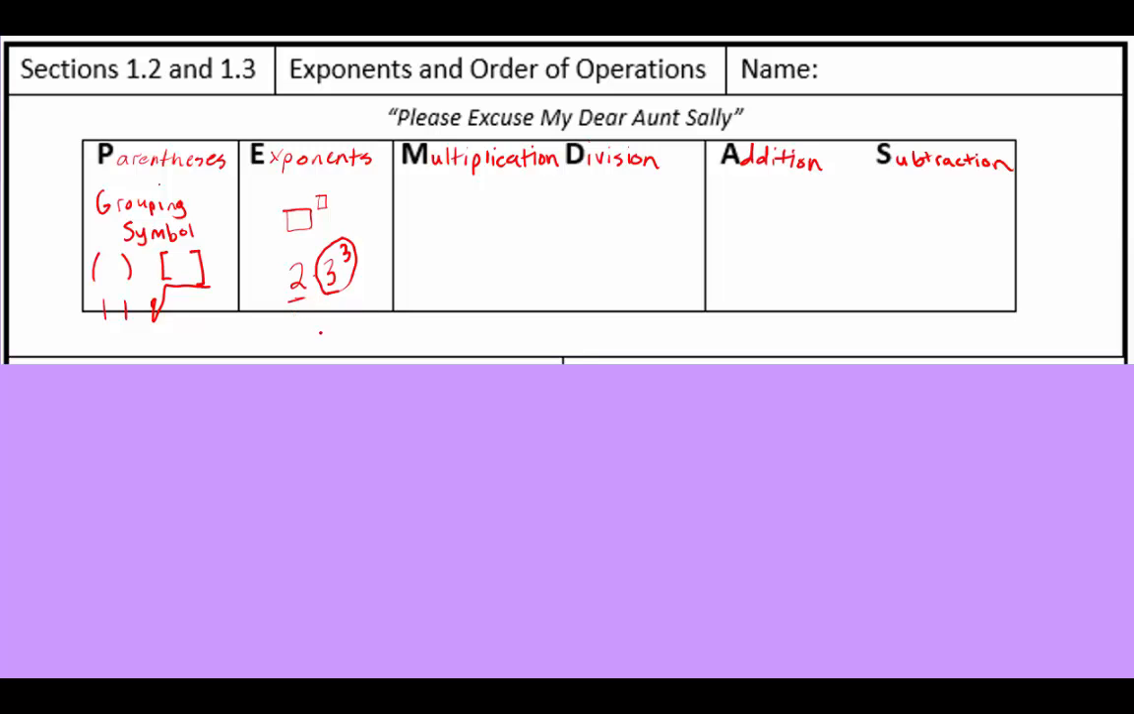The only time that I would do the opposite is if I had parentheses here. If there's parentheses and I have 2 times 3 and that's all to the third power, well, that's a different order. The parentheses would trump the exponents, and so we'd multiply before we raised it to the third power. For multiplication and division, we want to go left to right.